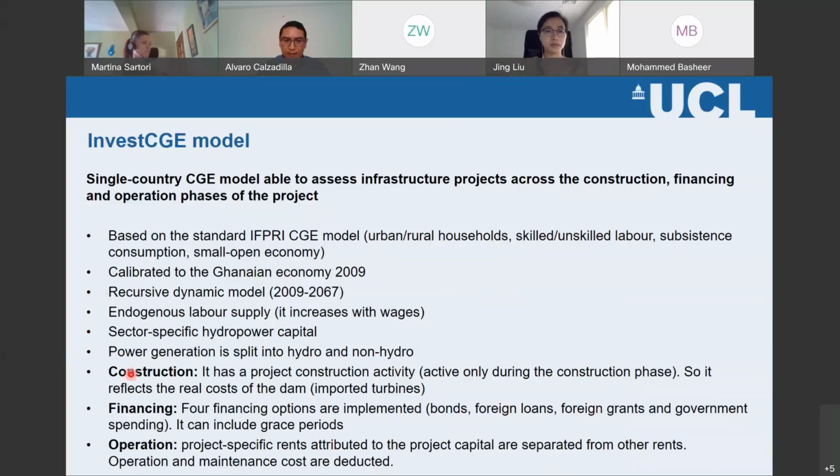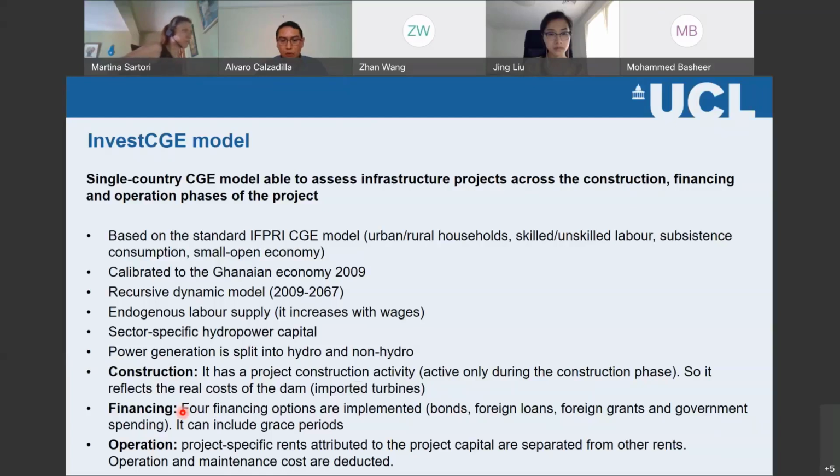The main characteristic of the Invest CG model is the construction. So we have a project-specific activity which relates to the construction of the dam, and this is active only during the construction phase. It reflects the real cost of the dam, as I explained, for example, the imported turbines. We also have a special financing module where we have 4 financing options, which are bonds, foreign loans, foreign grants, and government spending.